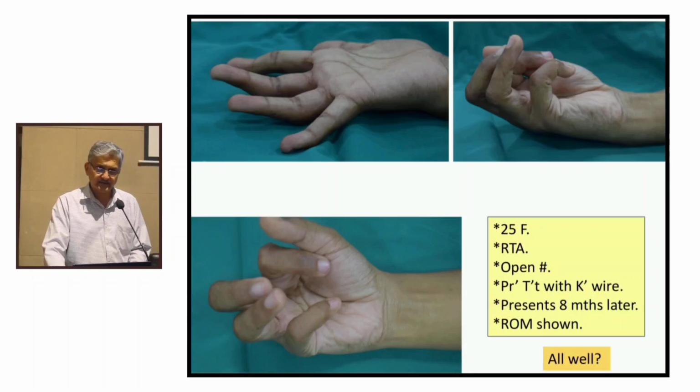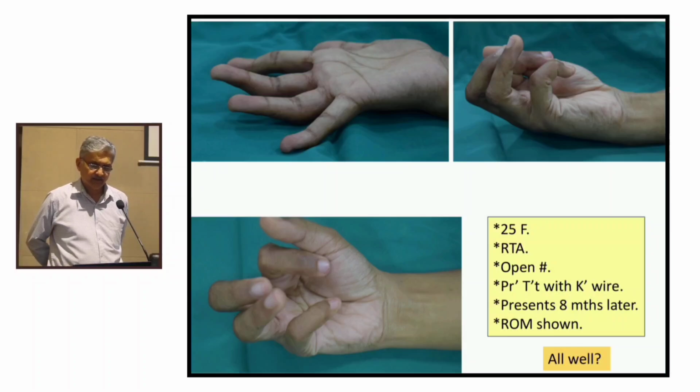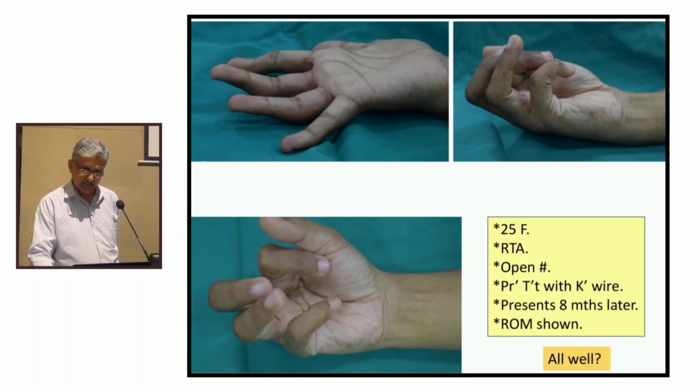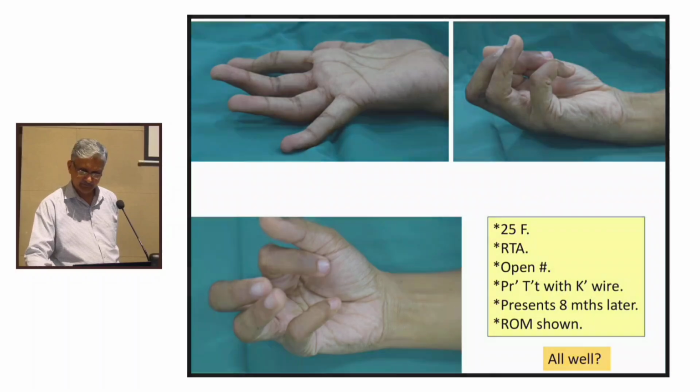PIP joint contractures and MP joint contractures are the main things which give extremely poor results. To one extent, the therapist can help. After that, even they become helpless mobilizing these joints, because it's painful to do it repeatedly every day for hours together. And the patient presents 6 to 8 months later, and this is the range of motion.